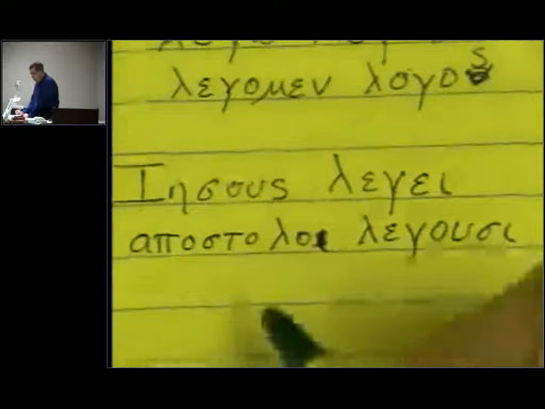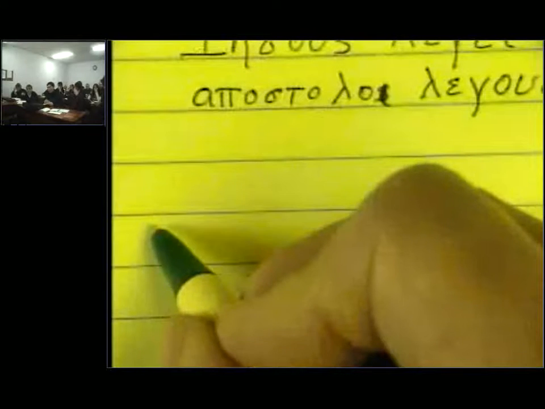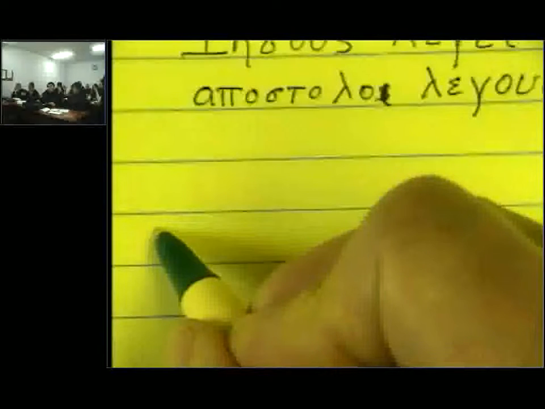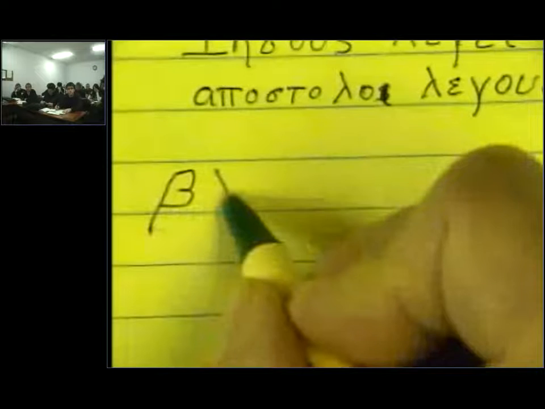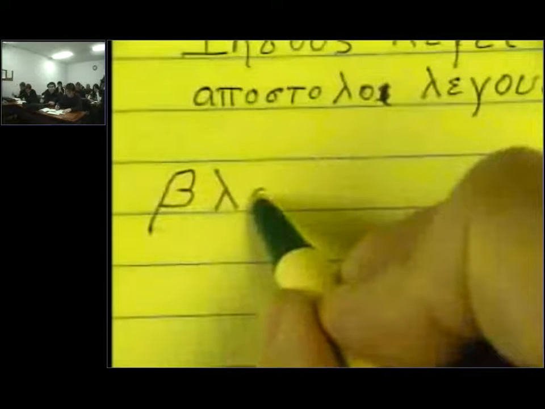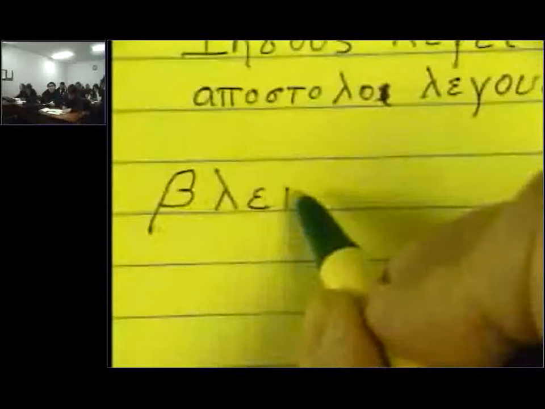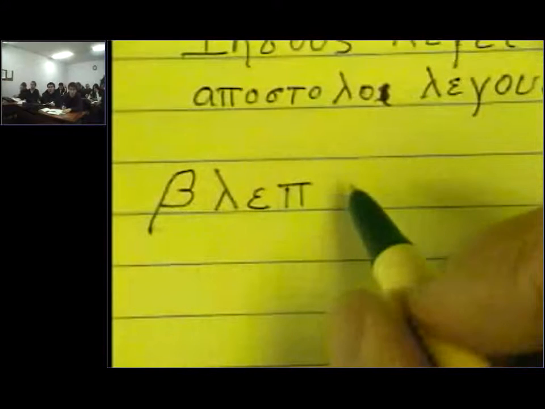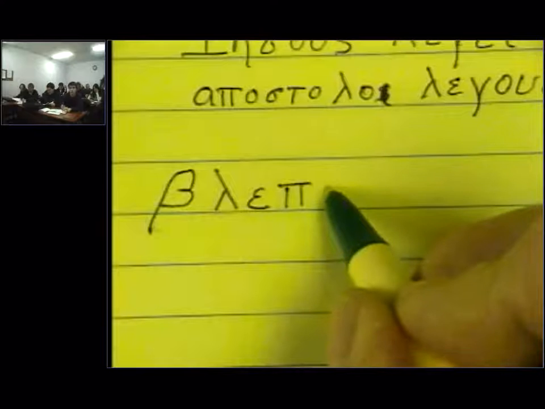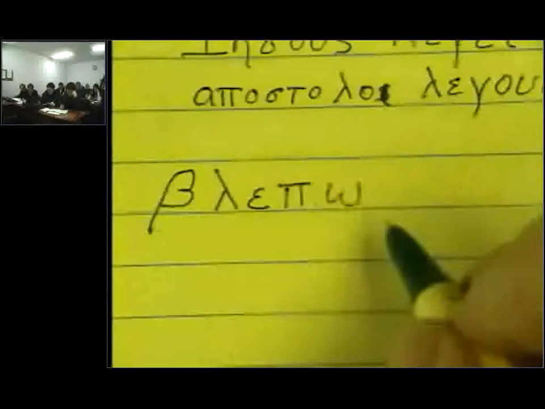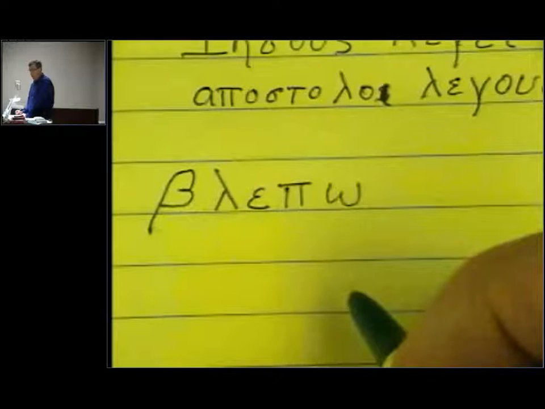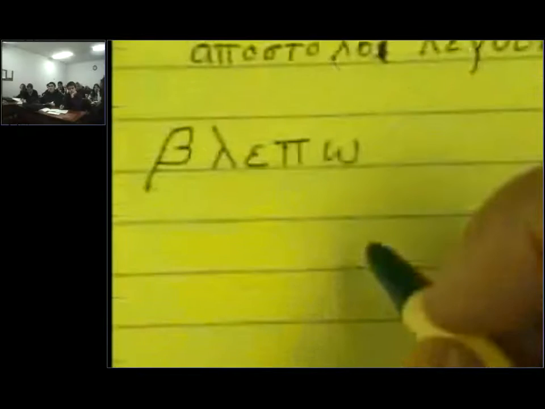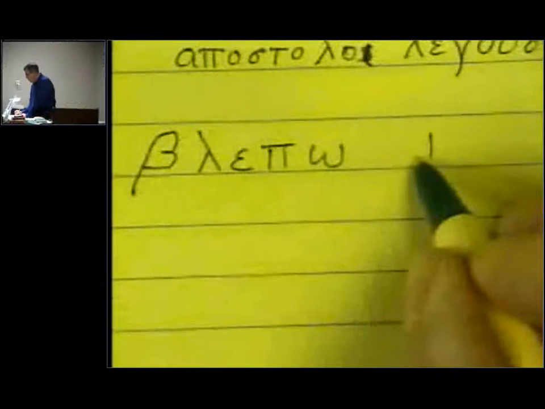Okay, let's learn a different verb. Everybody write with me. Beta, Lambda, Epsilon, Pi, and then Omega. Blepo. Everybody repeat. Blepo. This means I see.